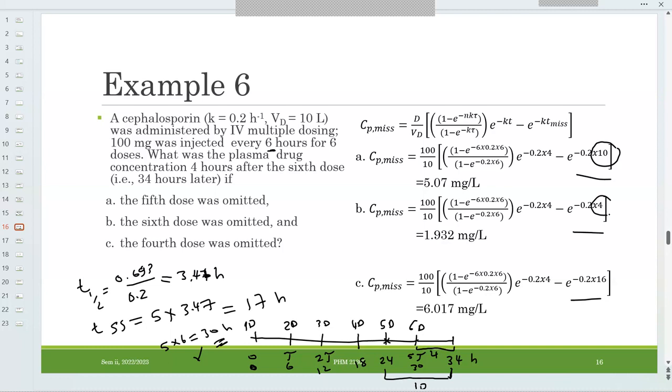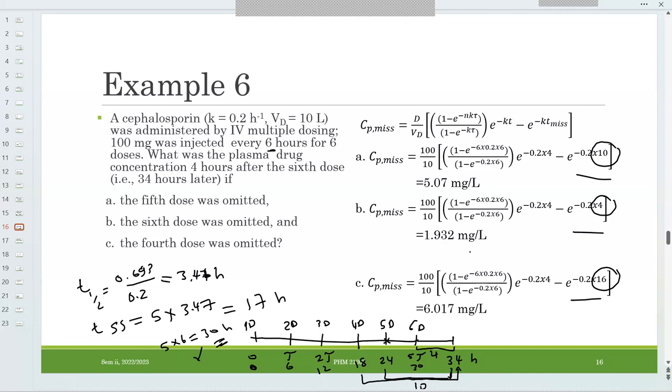So the time TMS is 4 hours. C, the 4th dose was omitted. Dose number 4 at 18 hours to 34. The time we want to calculate the level, the concentration, 18 to 34, the difference between them is 16 hours. Okay, so we just apply in the equation and then we get the results.